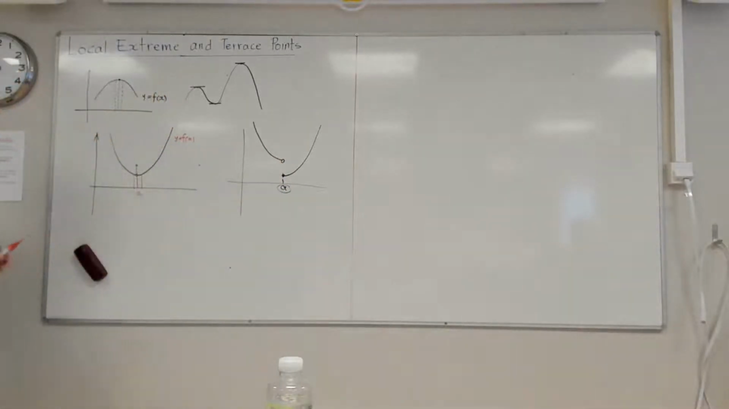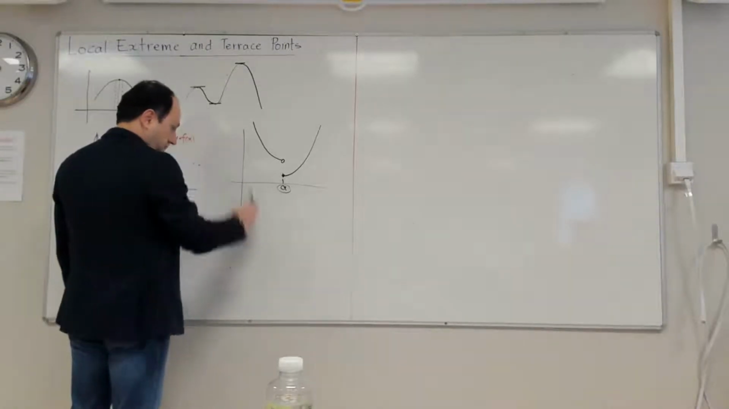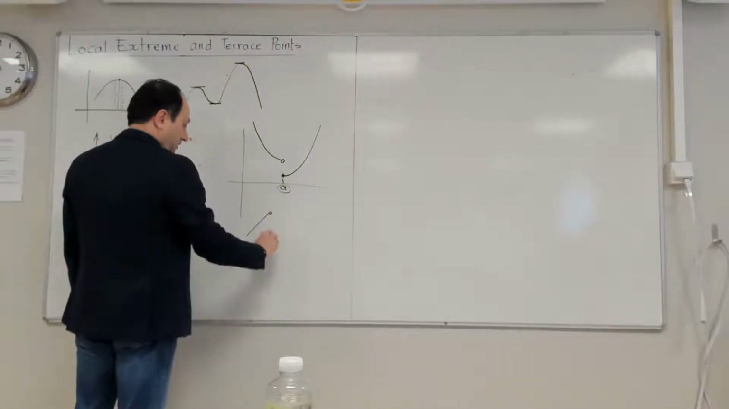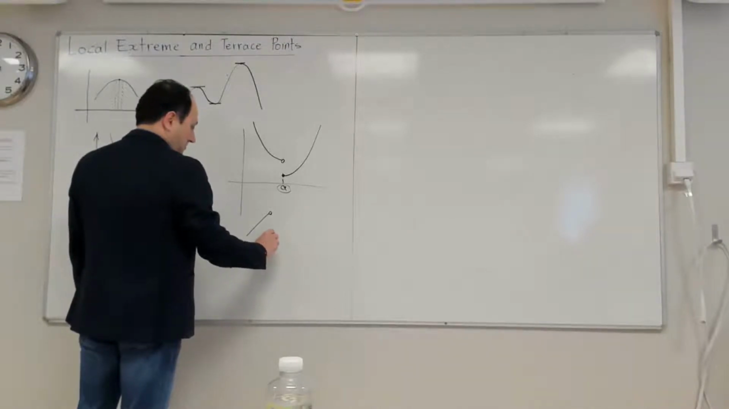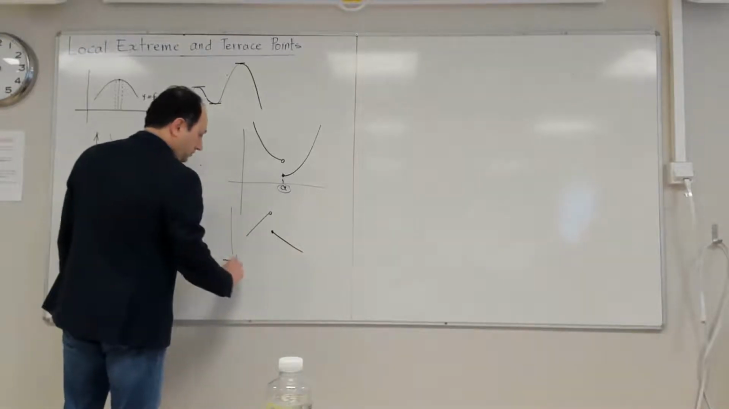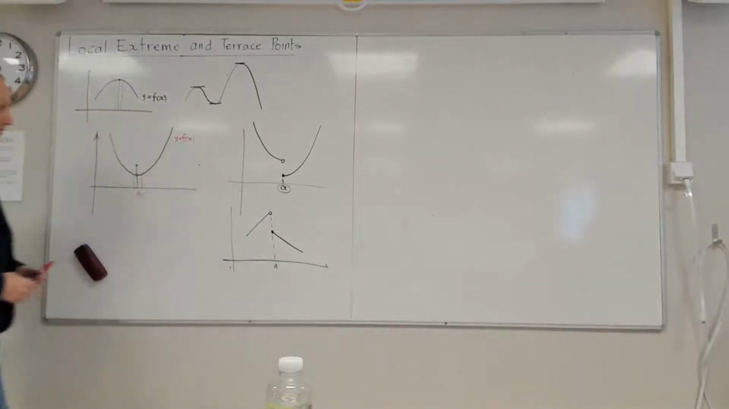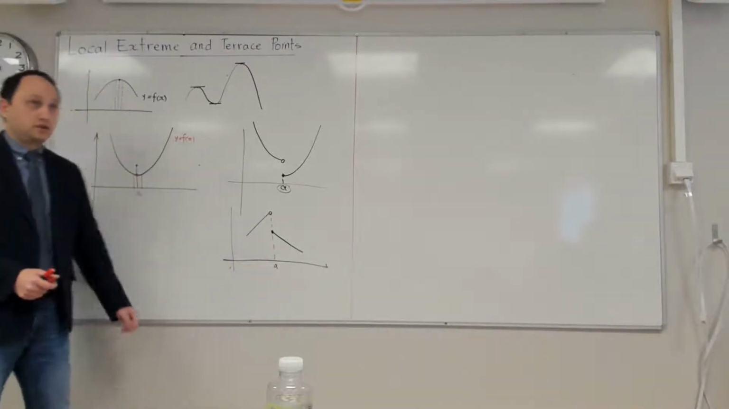Yes. And what do you think about this situation? What do you think here? For example, it goes up, and then it's something like this. What does this point mean? So if this is point A, is this a local maximum or a local minimum? The point corresponding to A.